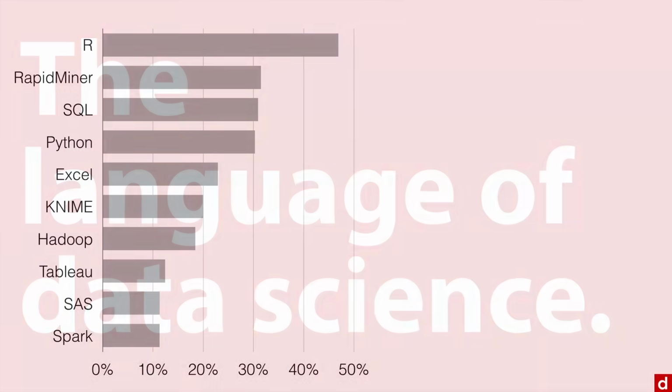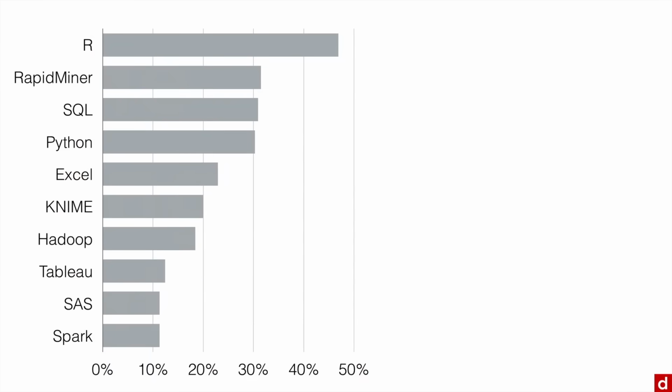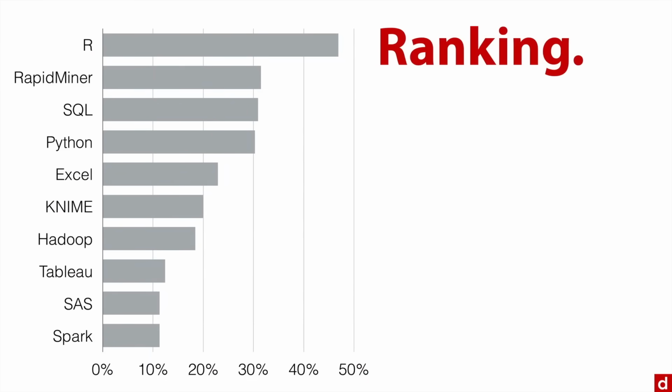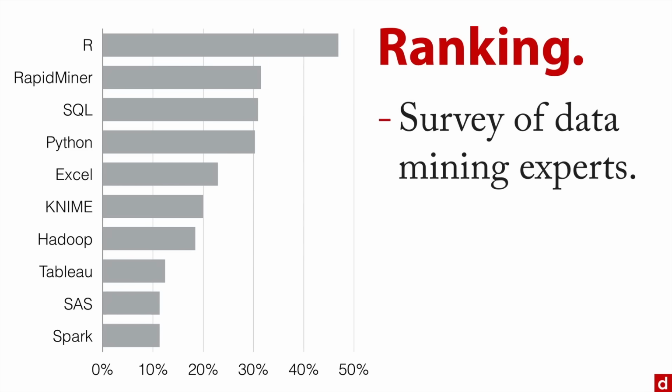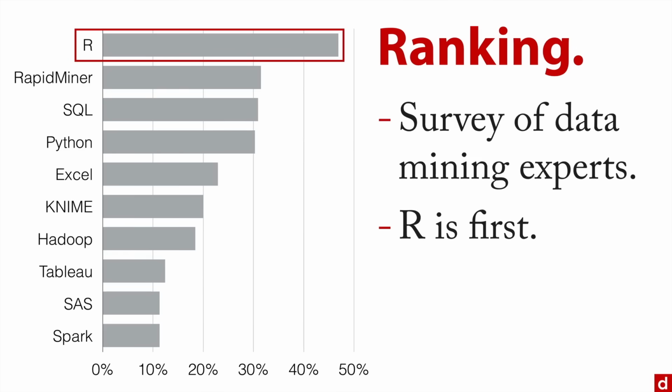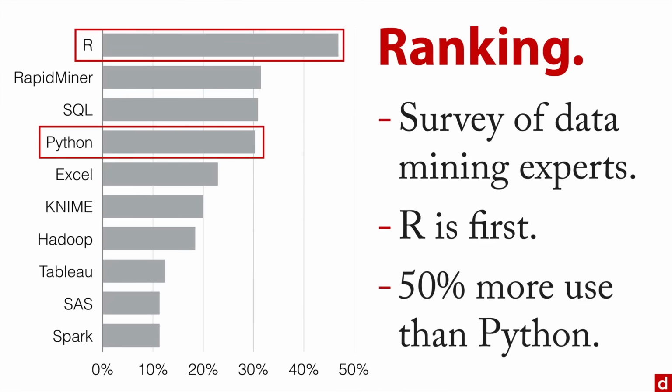And just so you don't think I'm making stuff up off the top of my head, I have some actual data. This is a ranking from a survey of data mining experts on the software that they use most often in their work. And take a look here at the top. R is first. In fact, it's 50% more than Python, which is another major tool in data science. And so both of them are important, but you can see why I personally am fond of R and why it's the one that I want to start with in introducing you to data science.